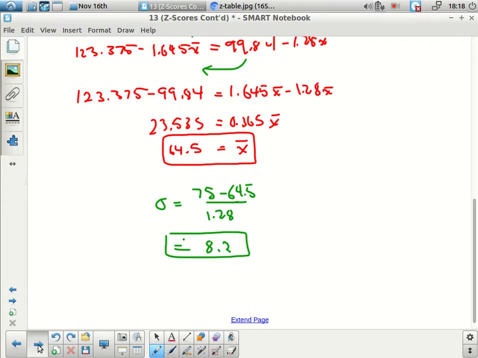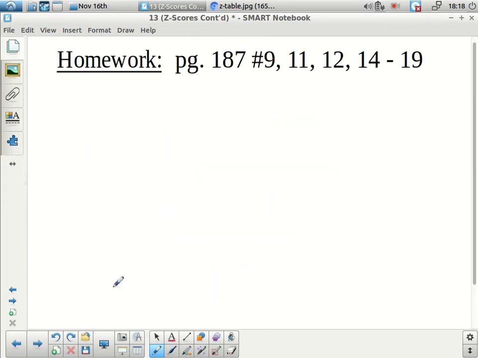Okay, so for practice, starting same section as yesterday, so page 187, and some questions here, number 9, 11, 12, and 14 through 19. Okay, would be some good practice for this. Or of course, you could continue to work on your assignment. That would also be a very good use of your time.